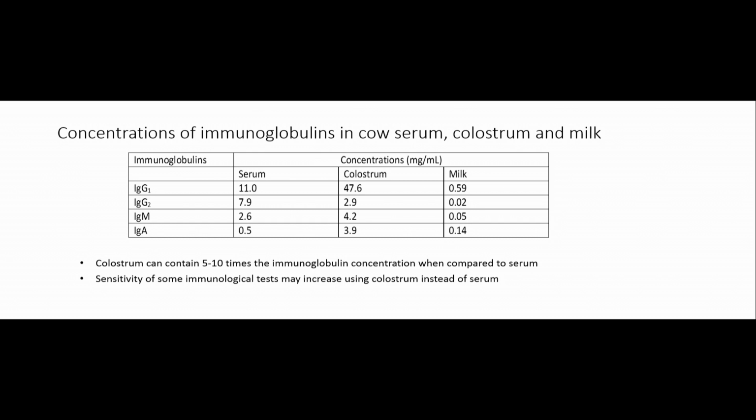This study was predicated on something we all know and are taught: colostrum contains quite high concentrations of immunoglobulin. I've put up some examples of that difference. If you look at the first line, IgG1, compared to serum, colostrum contains maybe 5 times the concentration, and in fact it can be much, much higher than that. Therefore, you might anticipate that a higher concentration of immunoglobulins would increase the sensitivity of any test that uses immunoglobulins.